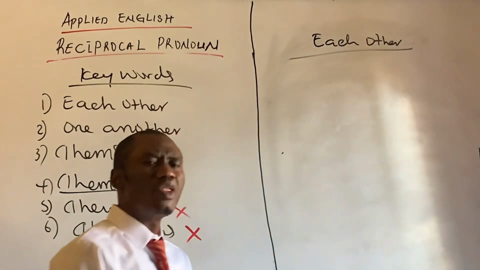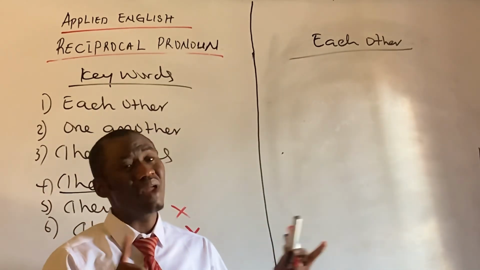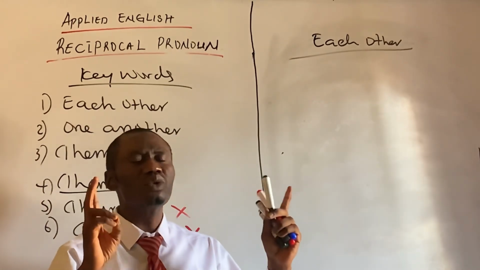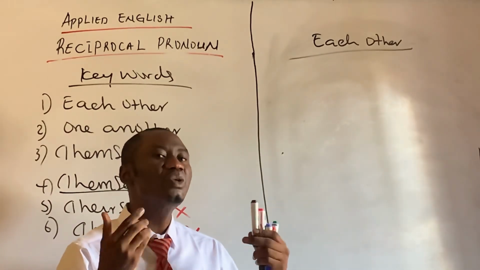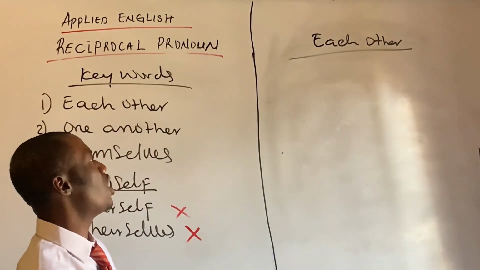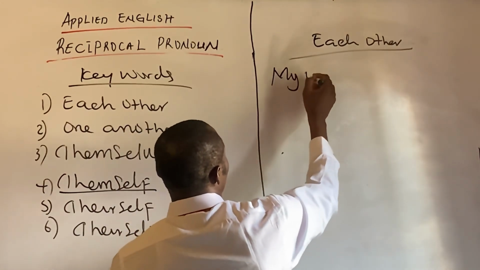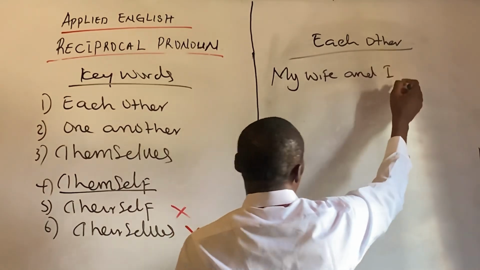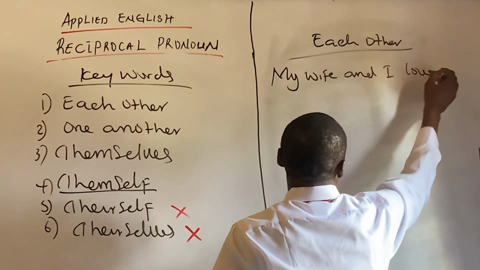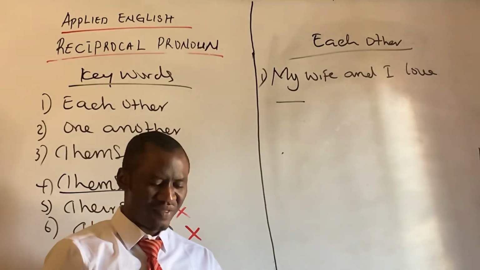Each other. When do we use each other? When there's a relationship or an action between two individuals, two persons or two people, then you use the words each other. For instance, number one: my wife and I love dash. My wife and I love dash.